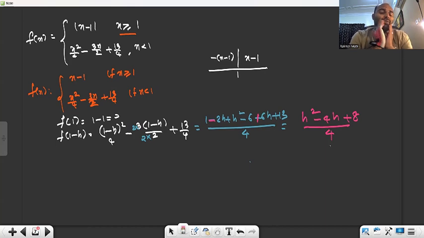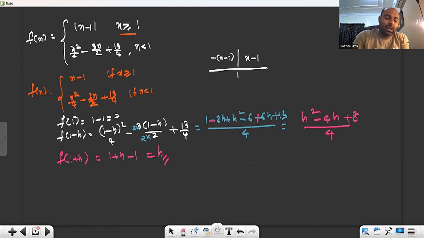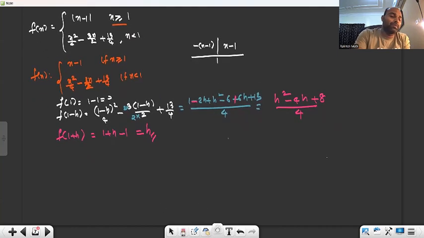Yeah, this is what f of 1 minus h. So f of 1 plus h, first one, 1 plus h minus 1, that is what h. So I hope everyone understood what we did. Now they're asking RHD first. RHD they're asking. Please proceed.